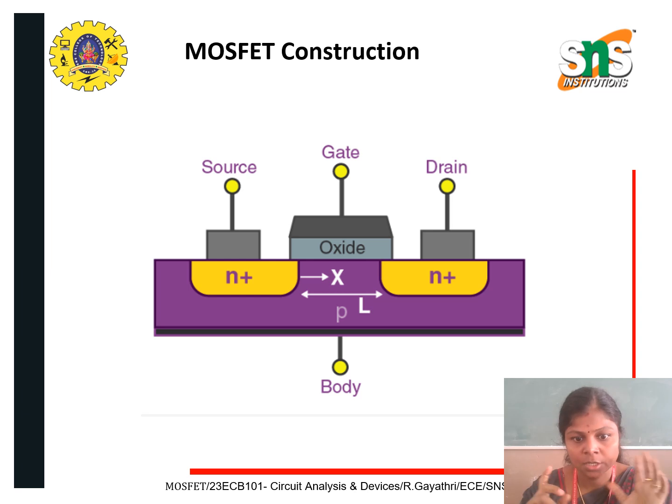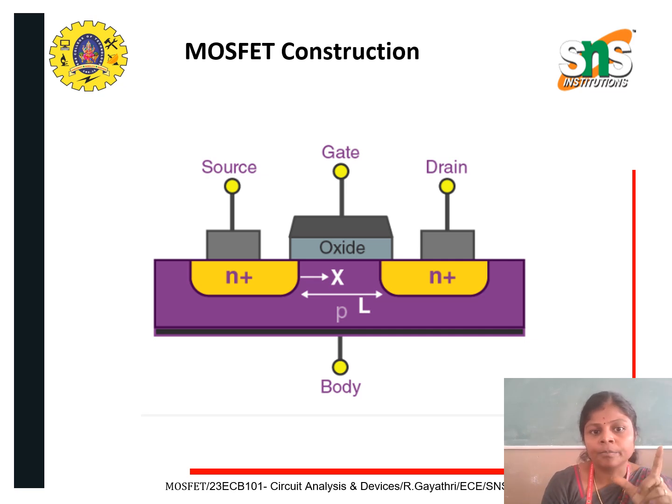Coming to the construction part of MOSFET, the source terminal, drain terminal and gate terminal will be there. MOSFET is classified into two types: depletion mode and enhancement mode. In the depletion mode there will be N channel and also P channel, and in enhancement mode there will be N channel enhancement mode and P channel enhancement mode.